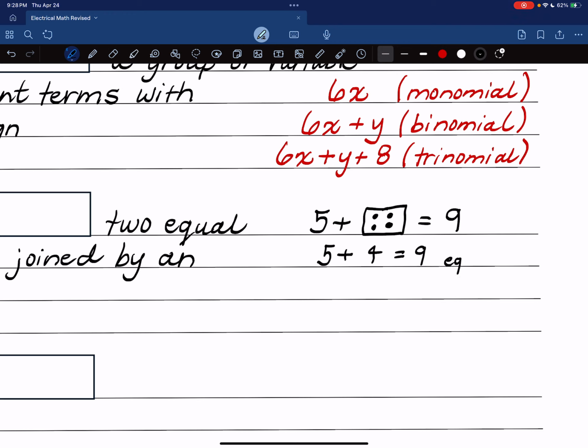This is an equation. This is an equation because the two sides are balanced. The amount on this side, this expression, is equal to the amount on this expression. And that equal sign makes the equation. And we say that this is a balanced equation.